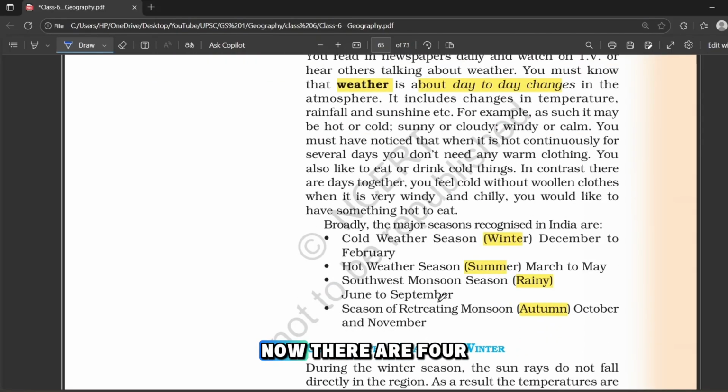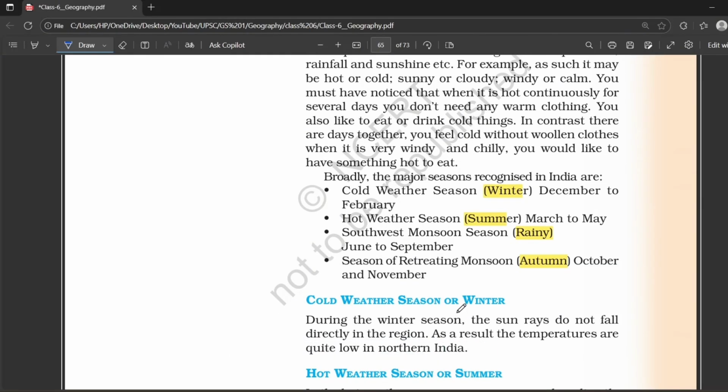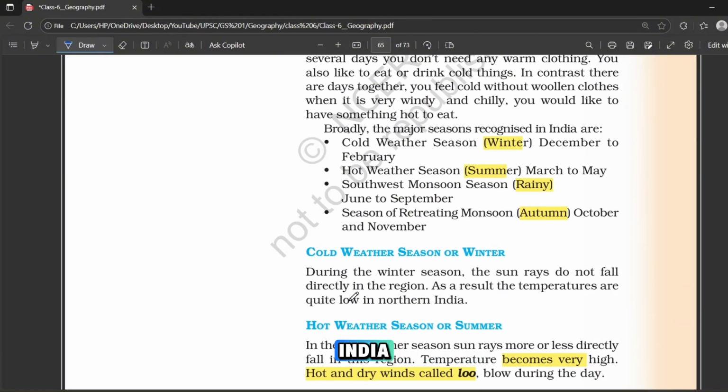Now, there are four seasons, that is winter, summer, rainy season and autumn season. The first one is the cold weather season or winter season. In the winter season, the sun rays do not fall directly on India. As a result, temperatures are quite low in northern India. This happens because of the movement of the earth when it is summer or rainy season in the southern hemisphere. India is in the northern hemisphere, so it will be the reverse condition, that is the winter season. That is how it works. It is covered in unit 1, maybe no, unit 3 maybe.